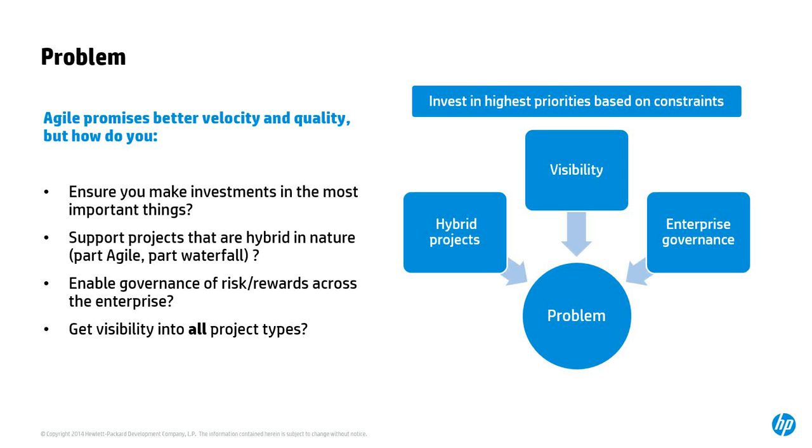So the problem is that Agile will promise you faster delivery and more quality, but how do you make sure that you can invest in your highest priority projects based on your constraints of resources and finance? How do you manage visibility between hybrid projects and Agile? And how do you handle enterprise governance? Because at the end of the day, you've got to report to somebody. So how do you get visibility into all types of projects? Next slide, please.